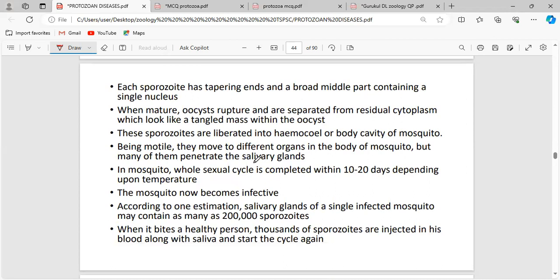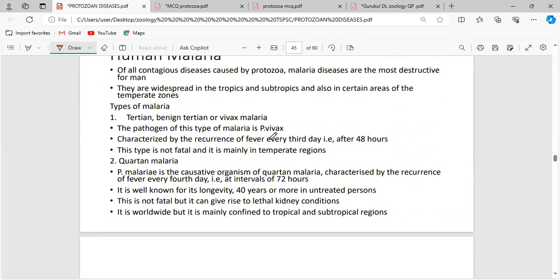Now, each sporocyte has tapering ends. This is the structural modification of the sporocyte, and the sporocyte is an infective agent. This has already been seen in the previous slide; you had referred to that. The same thing will be repeated there.